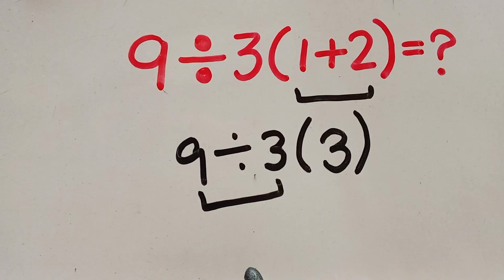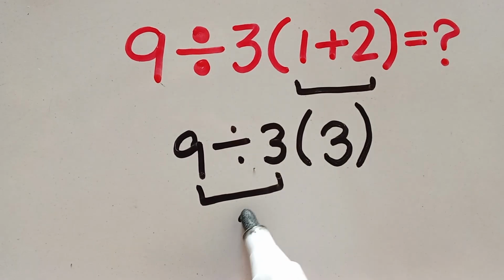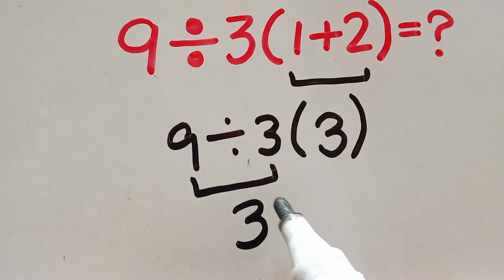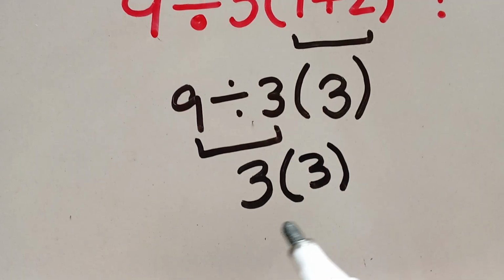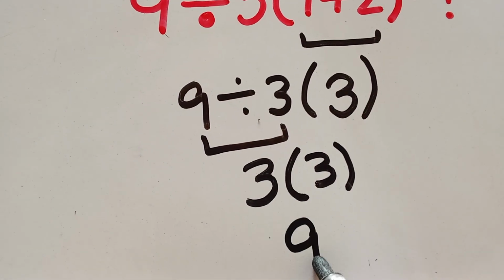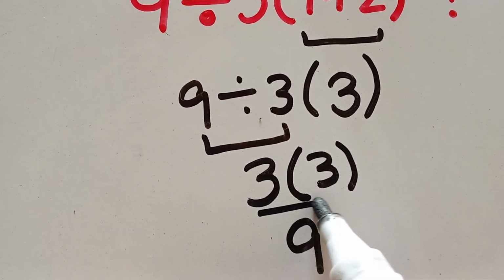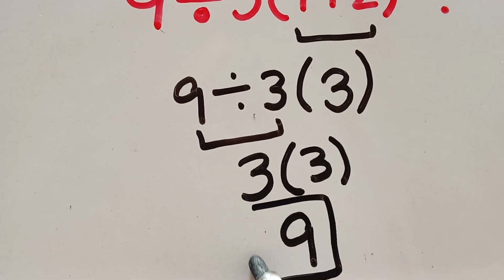So 9 divided by 3 is equal to 3, times 3. So 3 times 3 is equal to 9. This is our final answer for this expression.